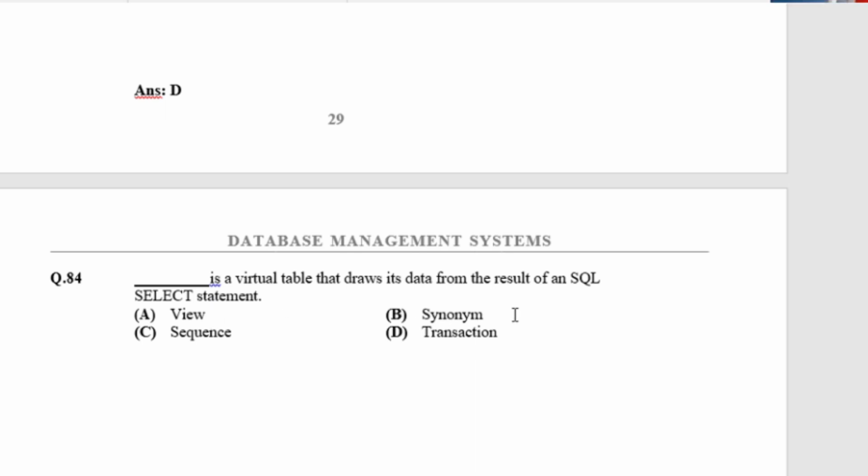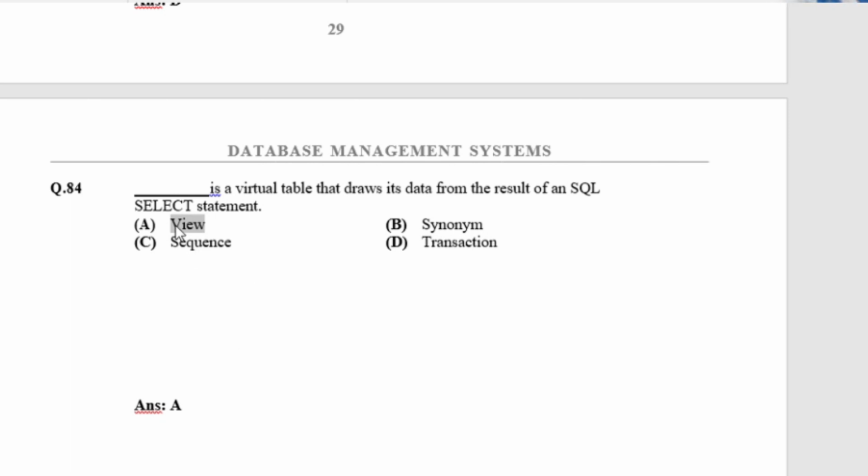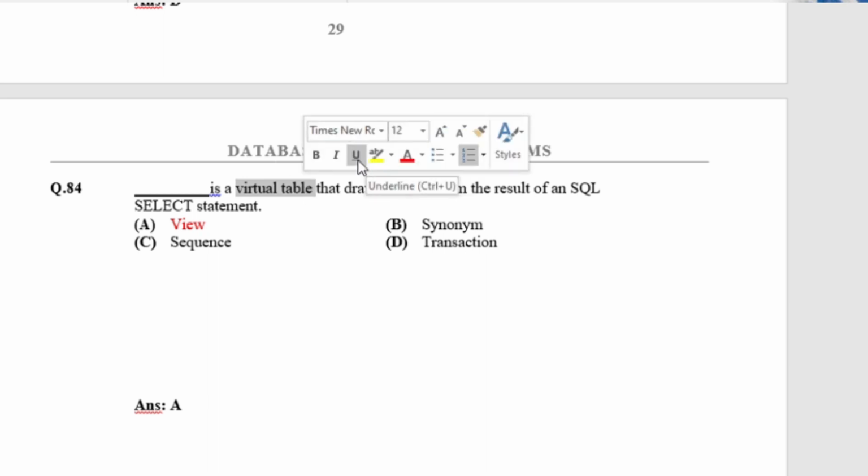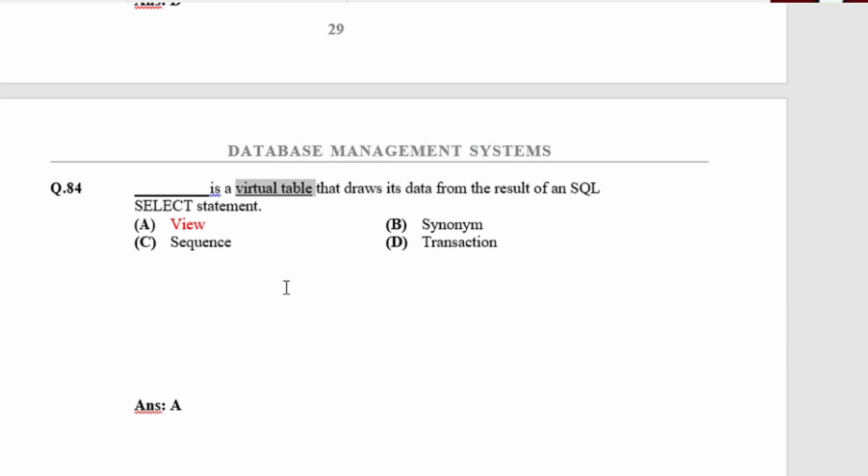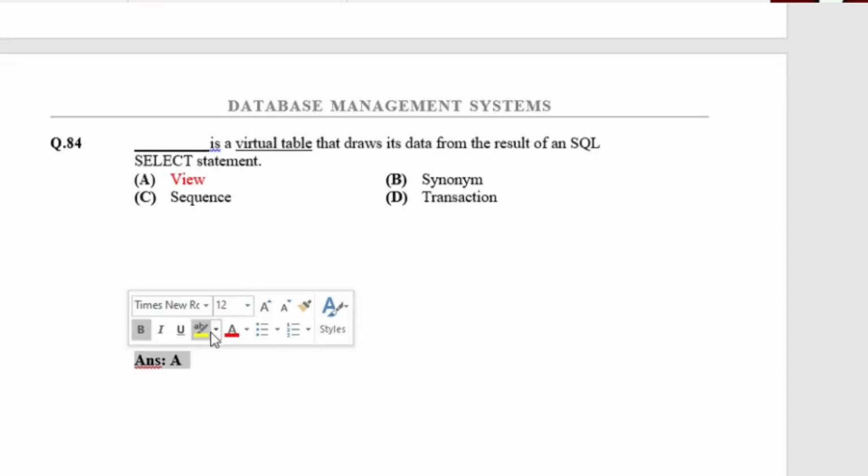Blank is a virtual table that draws its data from the result of an SQL select statement. A, view. B, synonyms. C, sequence. D, transaction. Then A is the possible answer. A view is a virtual table. A virtual table is a view.